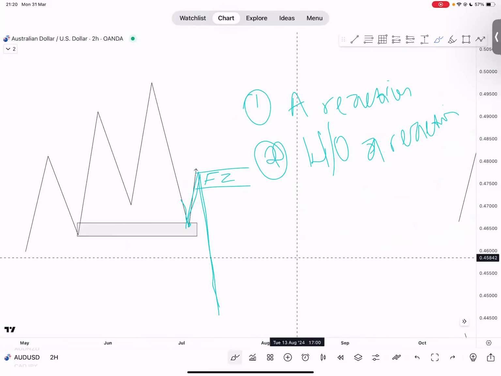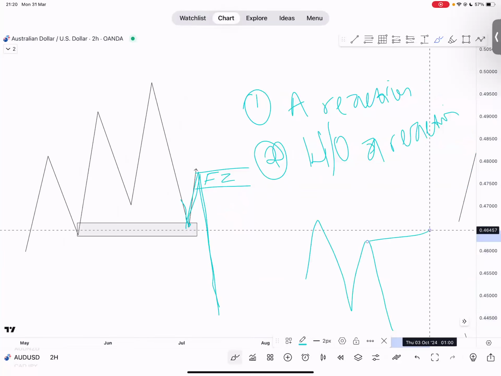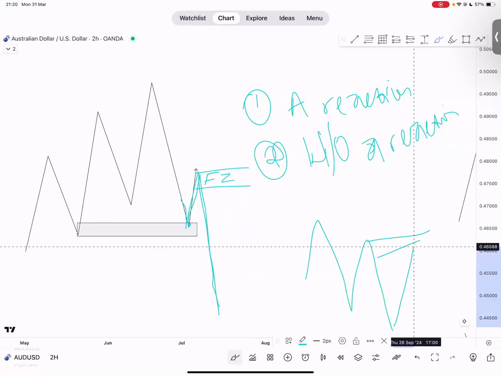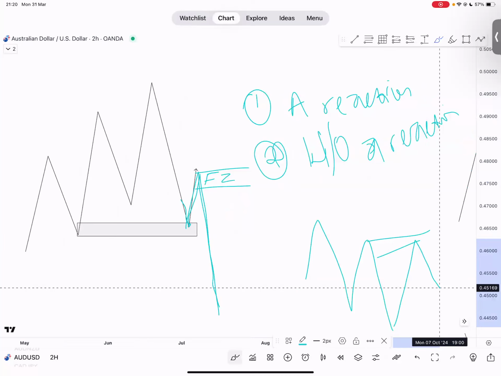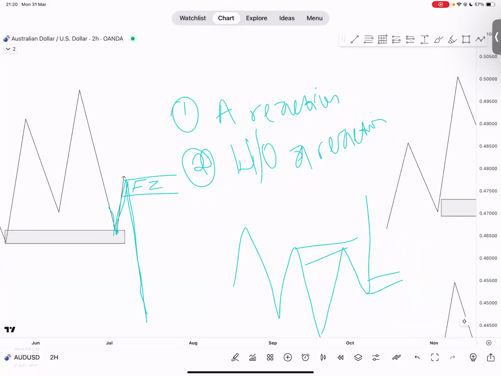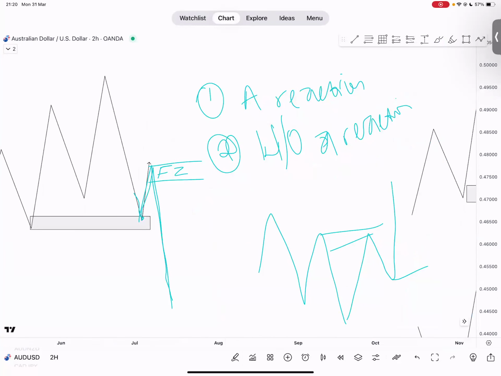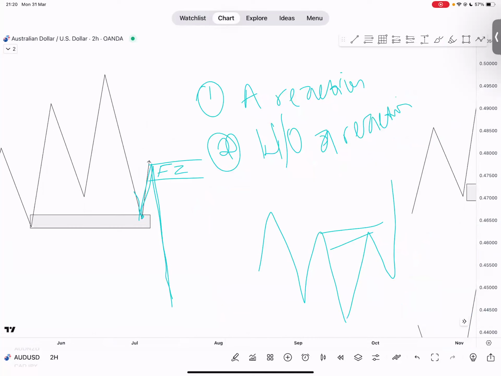Let's say we have a supply zone just like this, and then price comes, reacts to it a bit before finally filling it. That's created a demand just like this. This is what we call a flip zone. So a supply level being created from the failure of a demand zone is a flip zone.